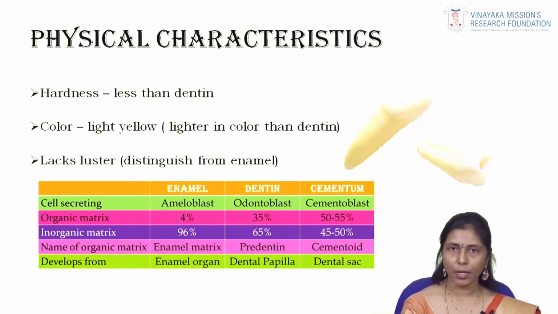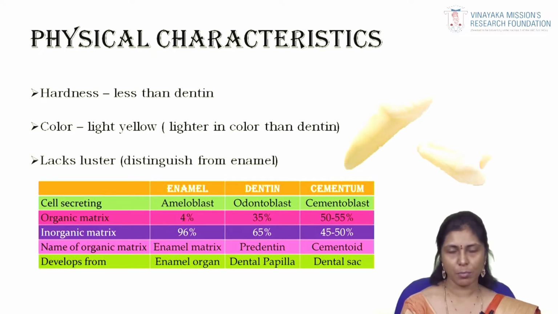Coming to physical properties, the hardness of the cementum is going to be less than that of the dentin. This you can appreciate in the tabular column, as we have discussed already. The inorganic matrix of the cementum is going to be less than that of the dentin. The inorganic component of dentin is 65%, whereas cementum is 45 to 50%. So the hardness of cementum is less than that of the dentin.